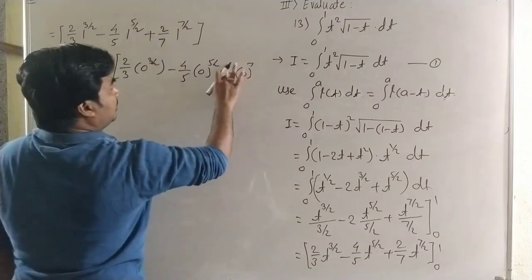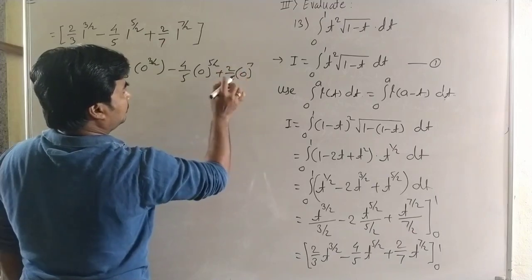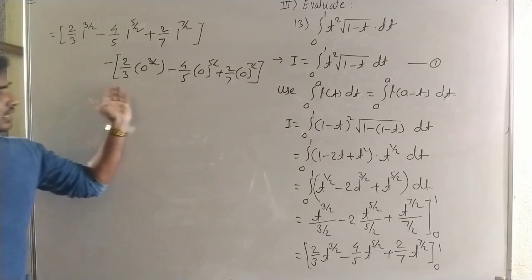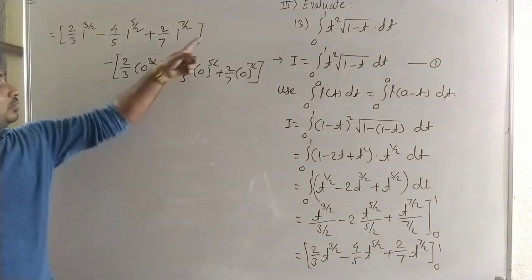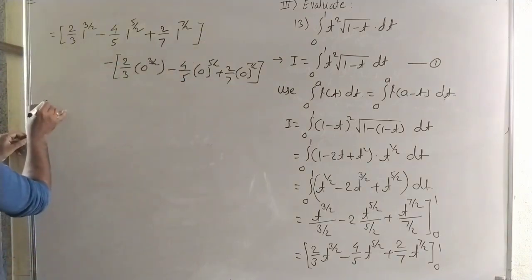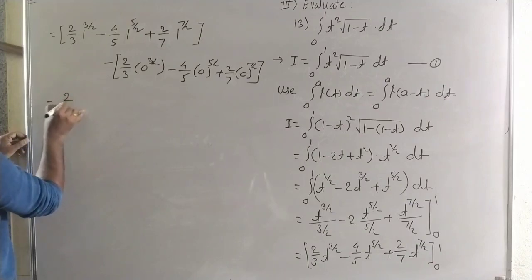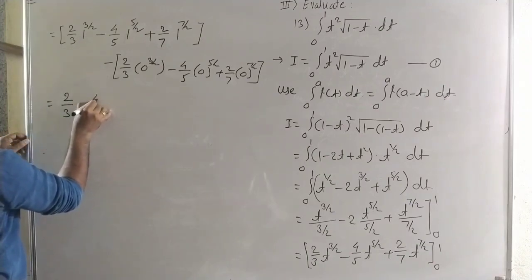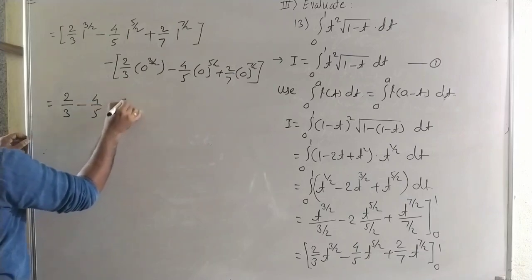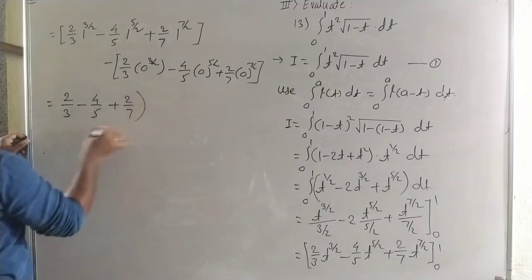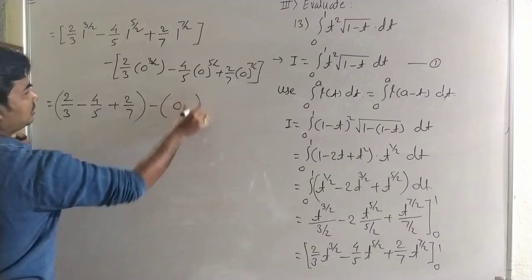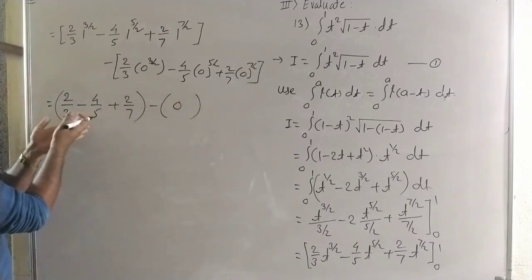Okay, it is 2 by 7 power 7 by 2. Here, for the second term, all terms are 0, therefore it is minus 0. Now here it is 2 by 3 into 1, it is 2 by 3, 4 by 5 and plus 2 by 7. The first bracket is the upper limit, and minus the lower limit, where all terms are 0. Now we calculate this.